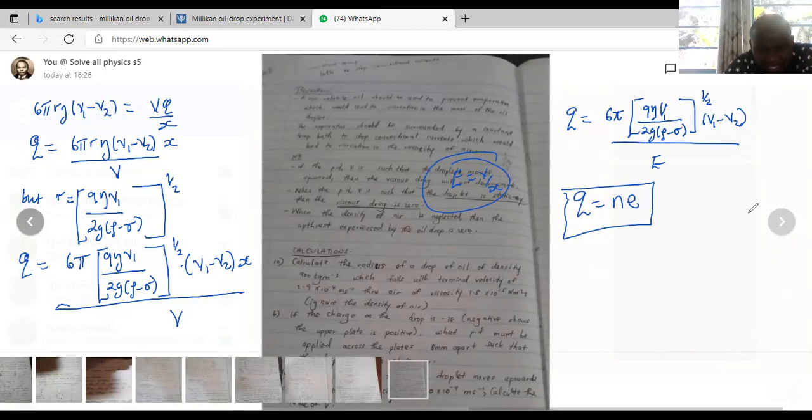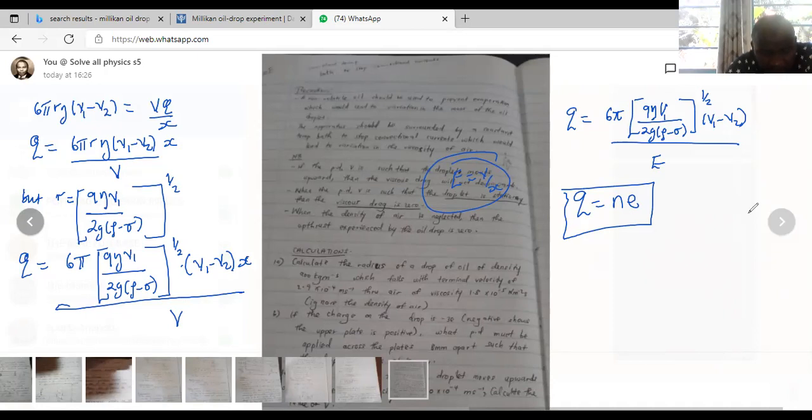Then if the PD is such that the droplet moves upward, then the viscous drag will always act downwards. Reason being, a viscous drag is a frictional force experienced by a body moving through a viscous fluid. When the PD is such that the droplet is stationary, then the viscous drag is not there, because the viscous drag is only experienced when the body is moving. Friction is only experienced when the body is in motion, in this case.